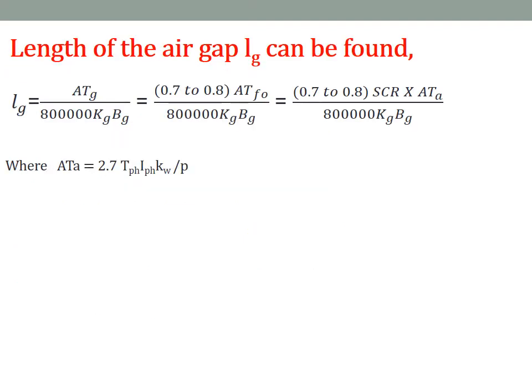Next, coming to the length of air gap, LG can be found out using this equation: LG is equal to ATg divided by 800,000 Kg Bg. ATg is usually 70 to 80% of ATf0. Now what is ATf0? ATf0 is nothing but SCR into ATa. How to find ATa? ATa can be found out using this equation. Substitute SCR, which you have to select, and 0.7 or 0.8, and Kg, Bg, and you will get the length LG.